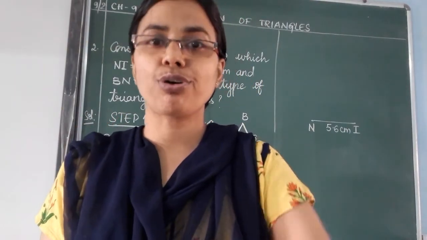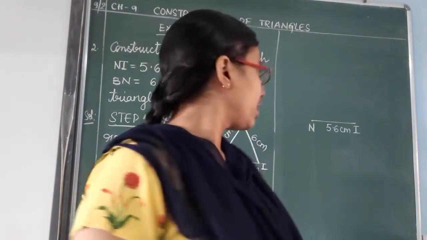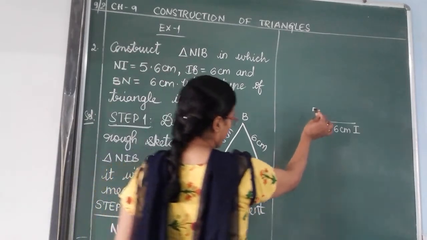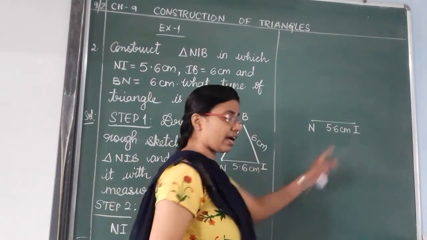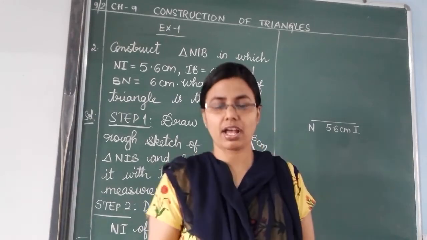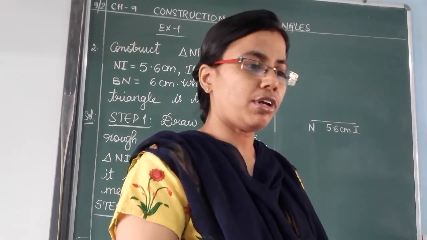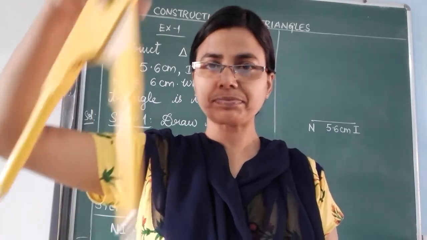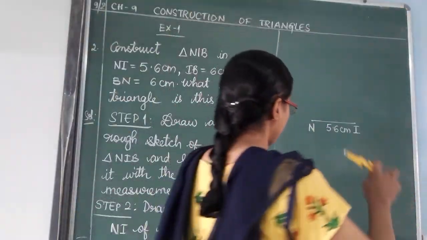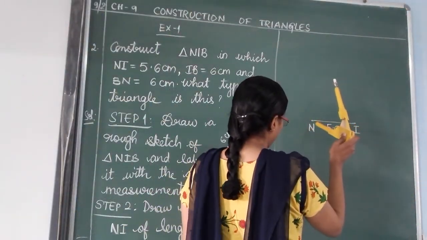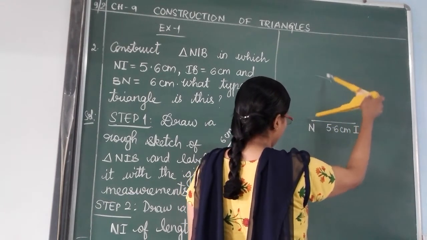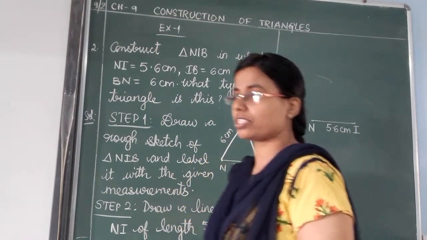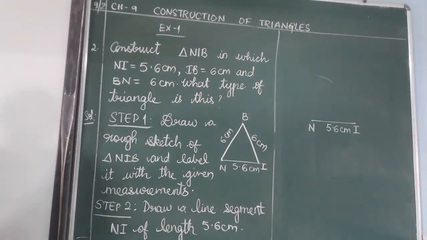And now what you're going to do is, with N as the center, draw an arc, and with I as the center, draw another arc. So I am going to use my board compass to draw this. So with N as the center, I have drawn an arc of 6 centimeters from N.